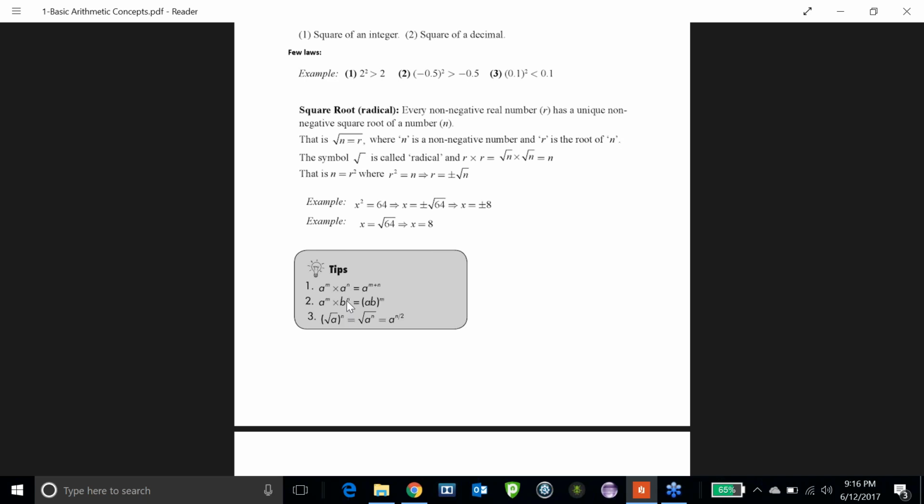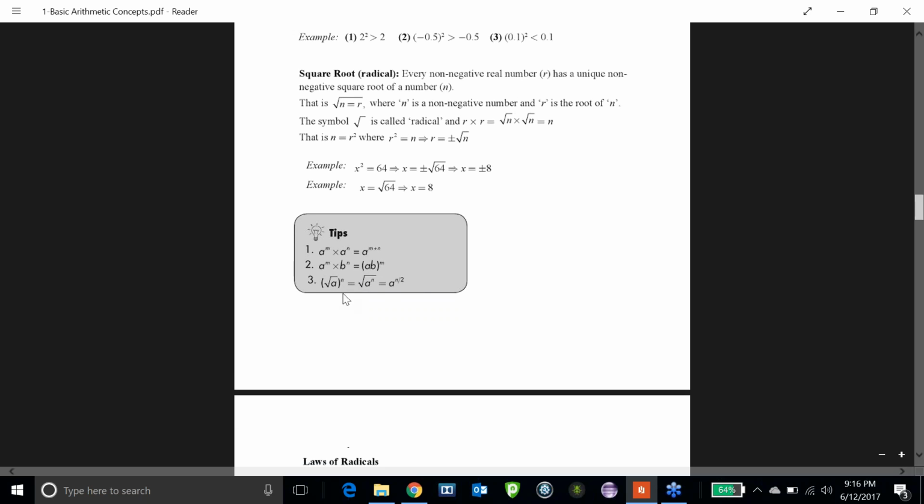So 2 to the power of 4 into 3 to the power of 4, which is nothing but 2 into 3 to the power of 4. What is 2 into 3? 6 to the power of 4. When you do 2 to the power of 4 into 3 to the power of 4, you will be getting 6 to the power of 4. When you simplify, it will satisfy both. And what is the next step?